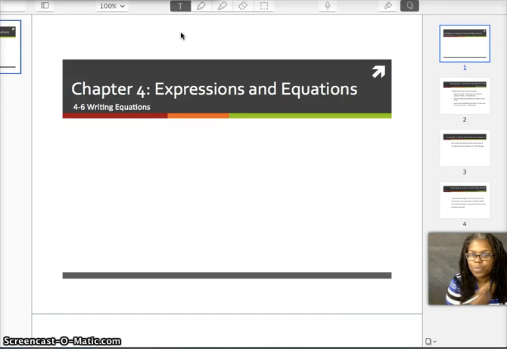Hey, pre-algebra, we are at the end of chapter 4. We're looking at section 4.6, and we're going to be dealing with writing equations and translating English sentences into equations. So that's going to be the brunt or the basics of what we're going to talk about, and let's get started with some examples.